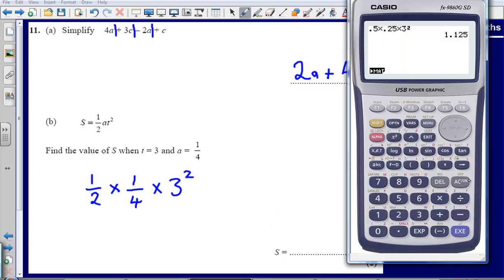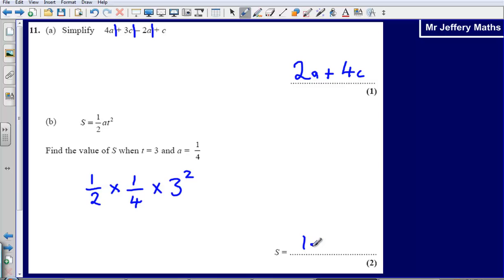Then I'm simply going to substitute this into my calculator. Half times 1/4 times 3 squared. So a half I could say is 0.5, 1/4 is 0.25, and then multiplied by 3 squared. Now on your calculator you may have fraction buttons. This does have a fraction button, but it's a little tricky to use, so I just converted the fractions into the equivalent decimals. So when I do that and I substitute all of those values in, I get 1.125 as my final answer.